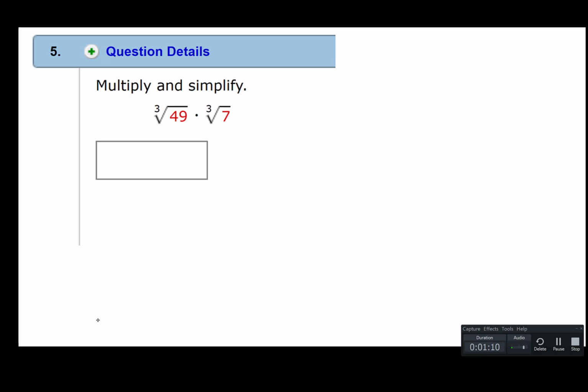Okay, like I told you in class, we are going to multiply, and the easiest way to do this is to take both of these numbers, and instead of multiplying 49 times 7, I want you just to draw one radical and put 49 times 7 under the radical. So don't waste your time multiplying 49 times 7. The next thing I want you to do is start making a factor tree.